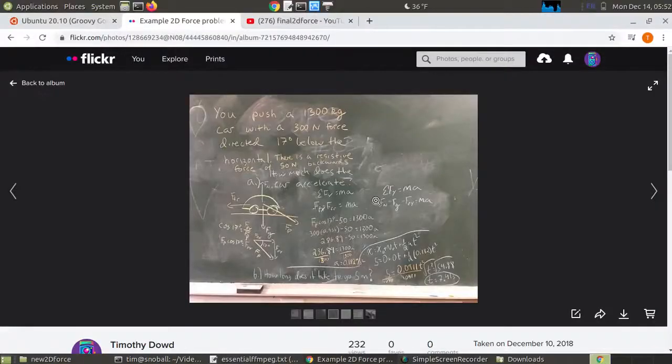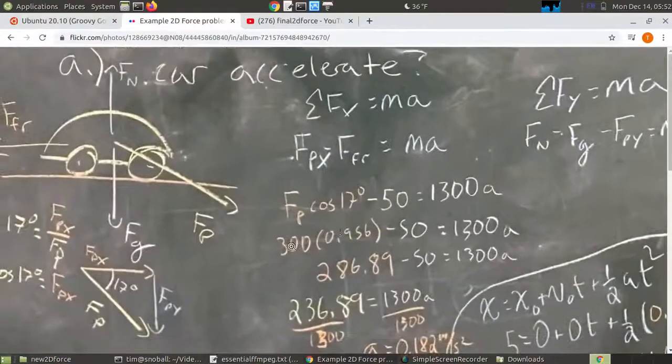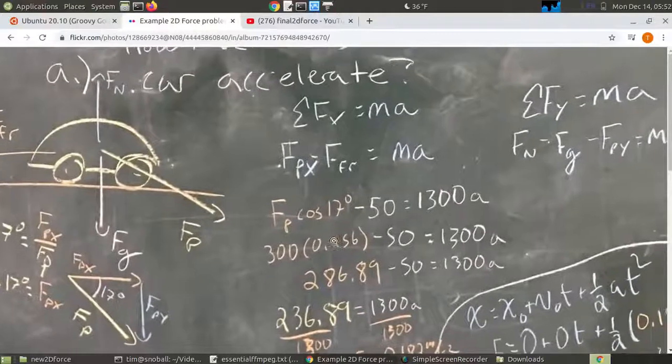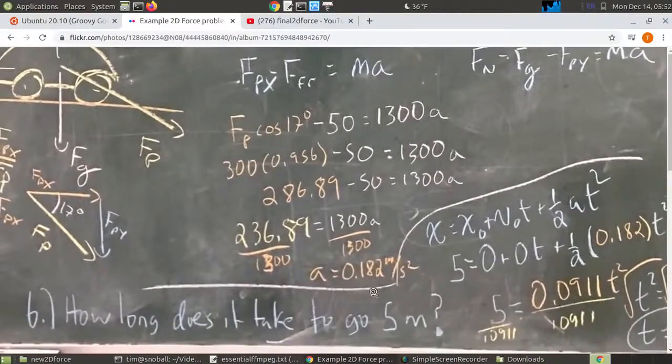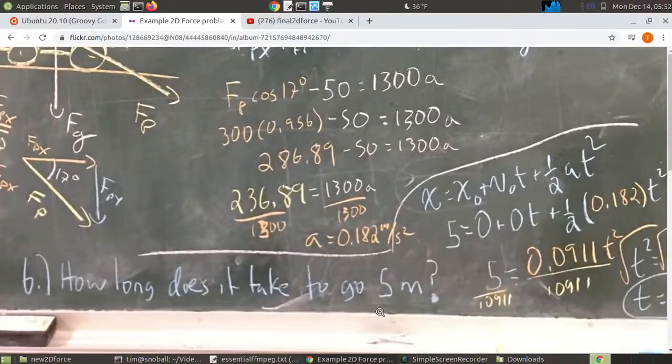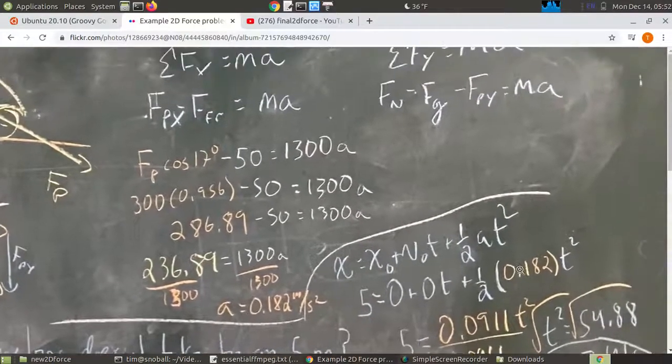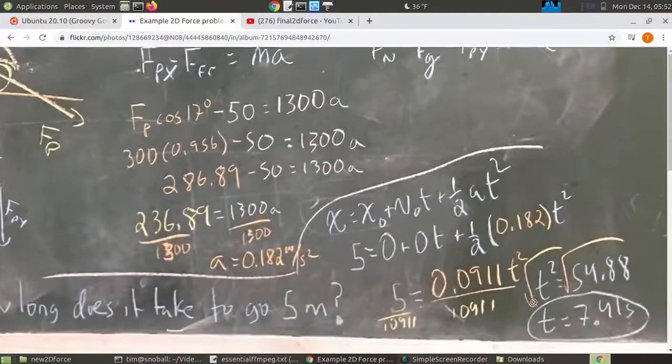So I didn't want to sit there and make you watch me do all the math on the board. But just a quick summary, I plugged in for Fp, I plugged in for cosine of 17. I was able to solve for acceleration. And then to figure out the time it would take to go 5 meters of pushing, I just plugged in that acceleration and that distance and solved for time.